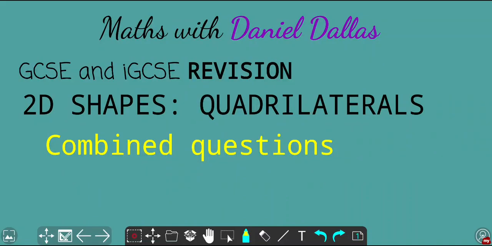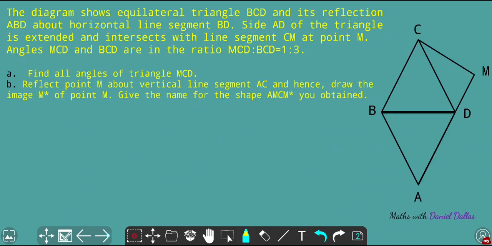It's all about 2D shapes. I prepared combined questions about that. And these are exam-style questions for GCSE and iGCSE, and you are on revision with Daniel Dallas. All right, let's get started. Pause the video, try to do it on your own, and let's have a look at my explanations.